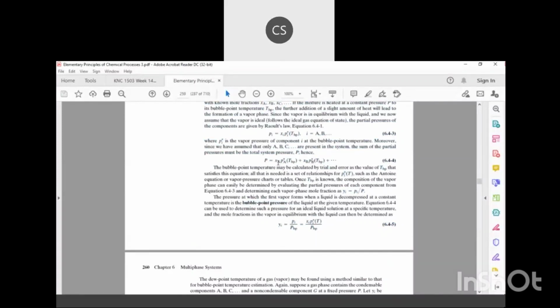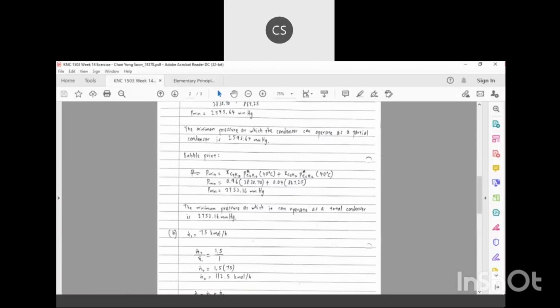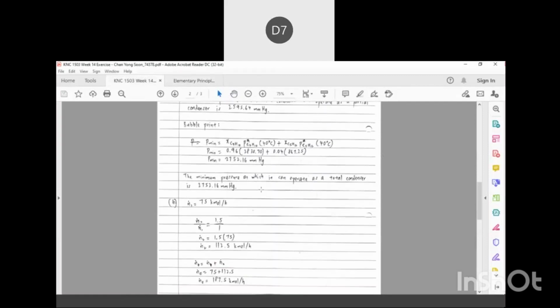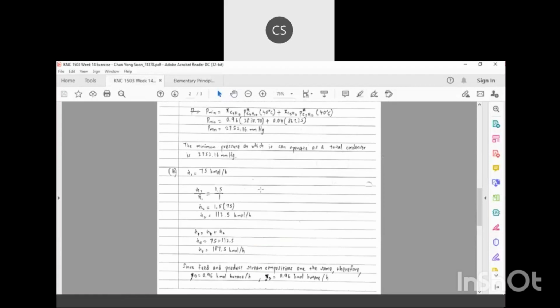The sum of the mole fraction of the species in the liquid phase times their pure vapor pressure of their pure species at 40 degrees Celsius. Also, that one is the total pressure, right? Yes. Okay.